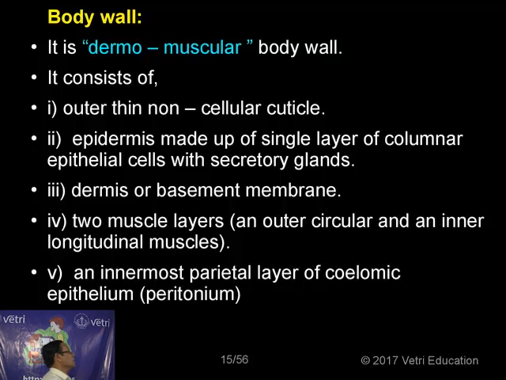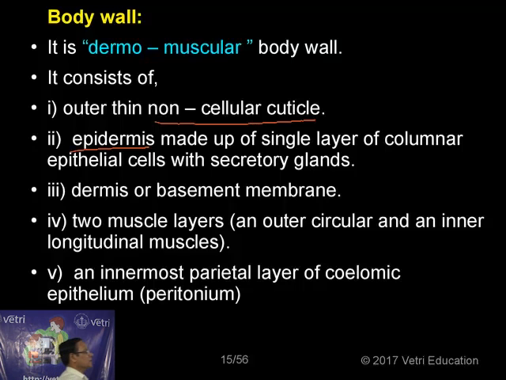The outermost layer is called the cuticle, a non-cellular cuticle. It is transparent but not made up of cells. Followed by that we have the epidermis, a layer made up of a single layer of columnar epithelial cells.